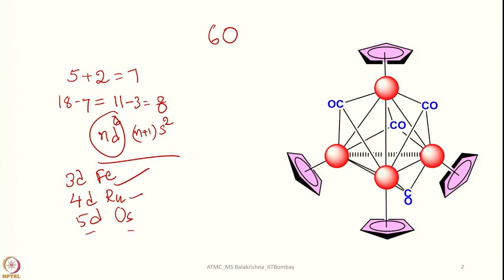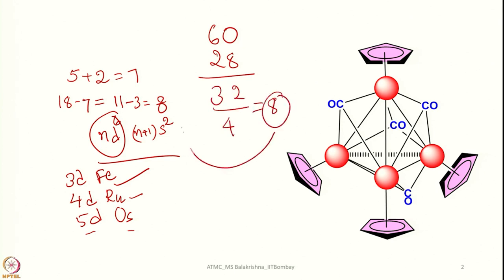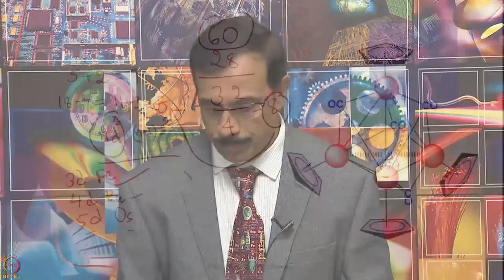So in this case, what we should do is take 7, each one has 7, 7 into 4 is 28, then we have 32, 32 by 4 equals 8, so we are also coming here only. So the total number of valence electrons present in this cluster is already known, given 60, in that case it is 8. So both ways you should be able to tell, provided we say that this cluster satisfies the 18 electron rule. Okay, let us look into it.